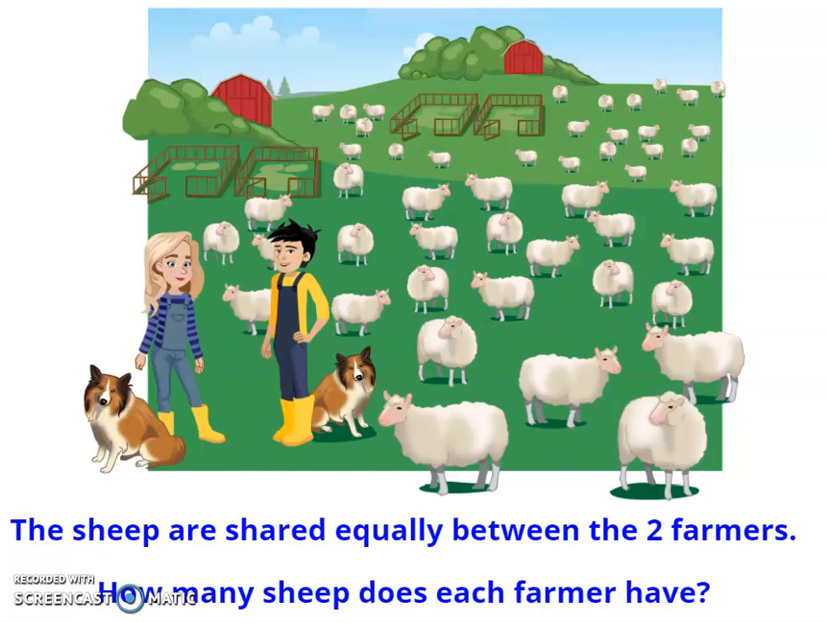Now, in order to look at this question, we first have to work out how many sheep there are in total and how many farmers there are. Then I want you to think about the idea of the sheep being shared equally between the two farmers. What is another word you can use for sharing? Can that help us solve this first problem?